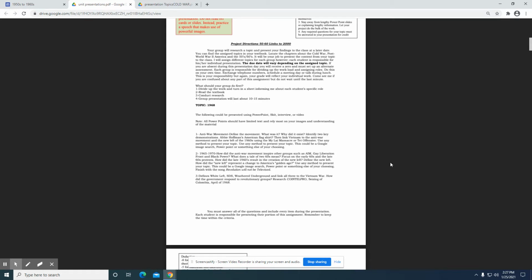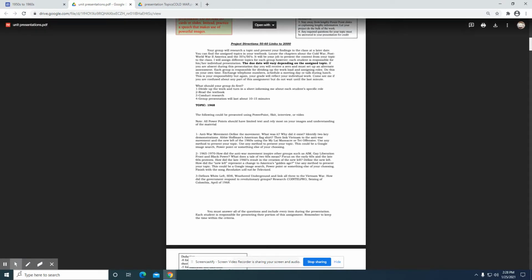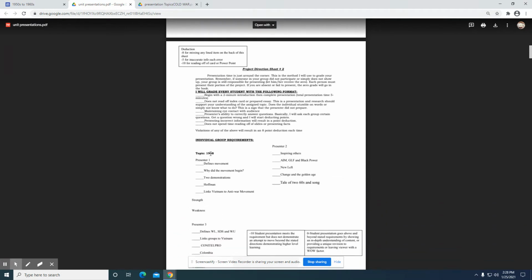So here's how this is going to work. Each team is going to receive a one-sheet direction that has a basic intro. Everybody pretty much has the same information as far as requirements are concerned, and it's just here where you have specific information that needs to be addressed for the presentation. So for this presentation, 1968, it looks like we have 3 people part of this group. So on the first page, you see just general directions about what you're going to do, questions you need to answer. And then on the back, you see the rubric.